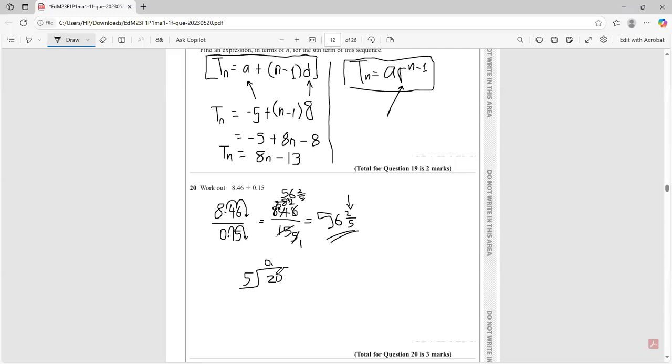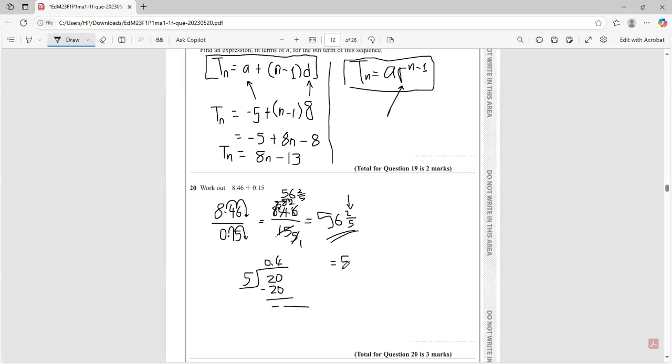Then we'll put a 0 here too. 5 in 20 will give me what? 4. 4 times 5 is 20. And we'll put our minus sign here. 20 minus 20 is 0. So what's the final answer? 0.4, isn't it? Yes. So don't forget, there's already a 56 waiting for us.